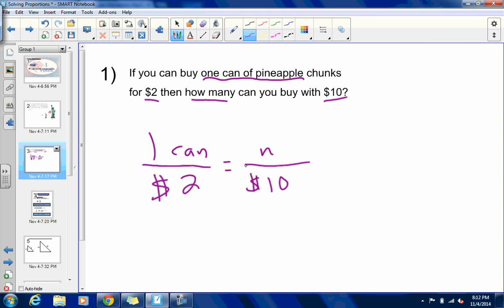All right, so here I set them equal because they should be proportional. It'll stay the same. It'll be consistent for however many cans it will be. It's not going to be one can for $10, because we know one can is $2. So we've got to figure out how many cans get you to $10. Now there's a couple different ways you can do this, and I want to go through these couple different ways.